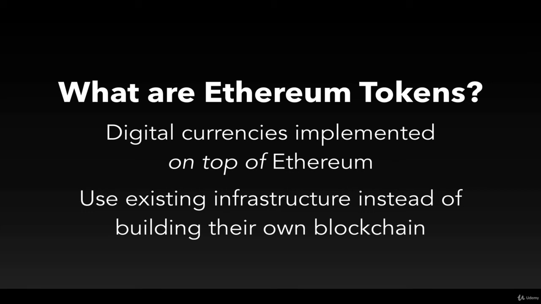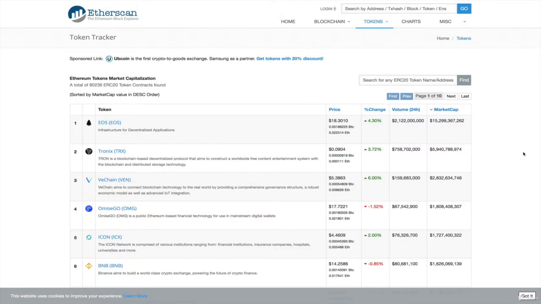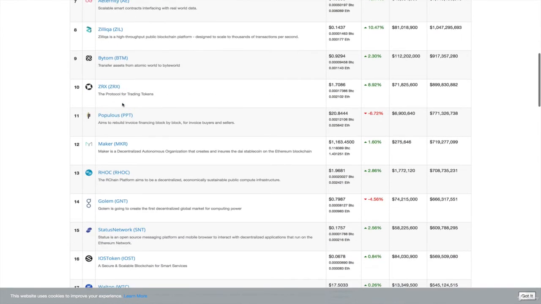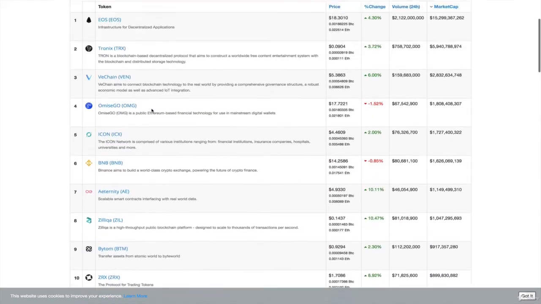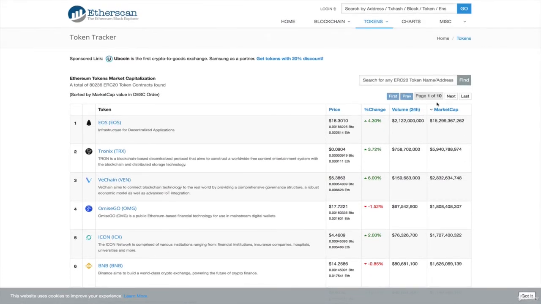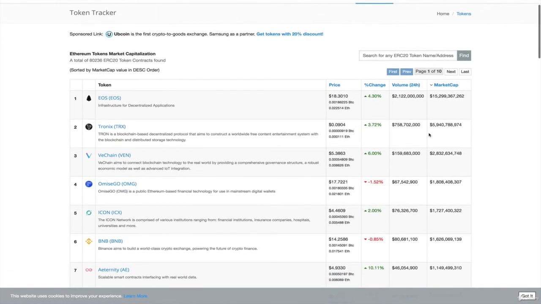And we can actually see a bunch of examples of this already. Here is a website called Etherscan. There's a couple of these out there to view tokens. And these are all existing tokens. I'm not sure how they're ranked. Is it by volume? Probably market cap. It looks like market cap on the right. Yeah. So there are a bunch of tokens.